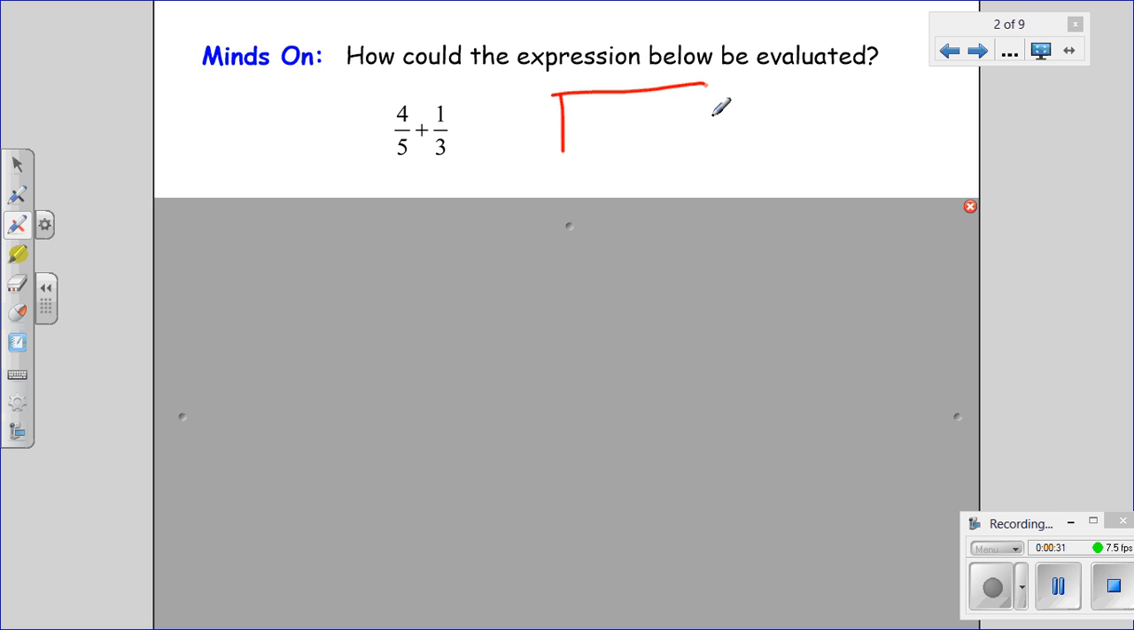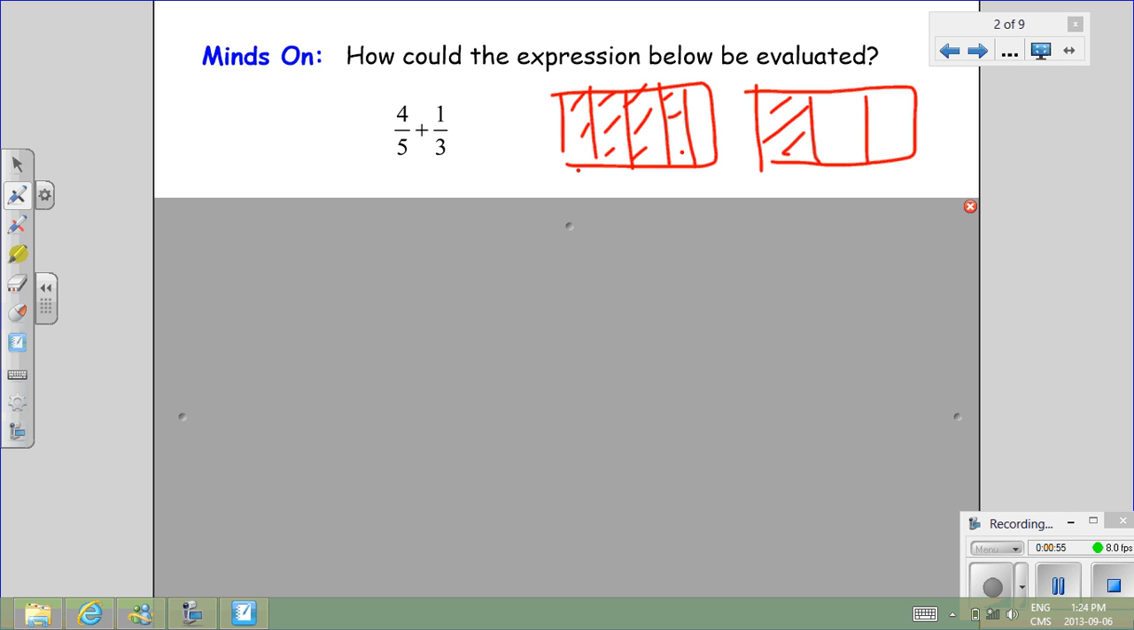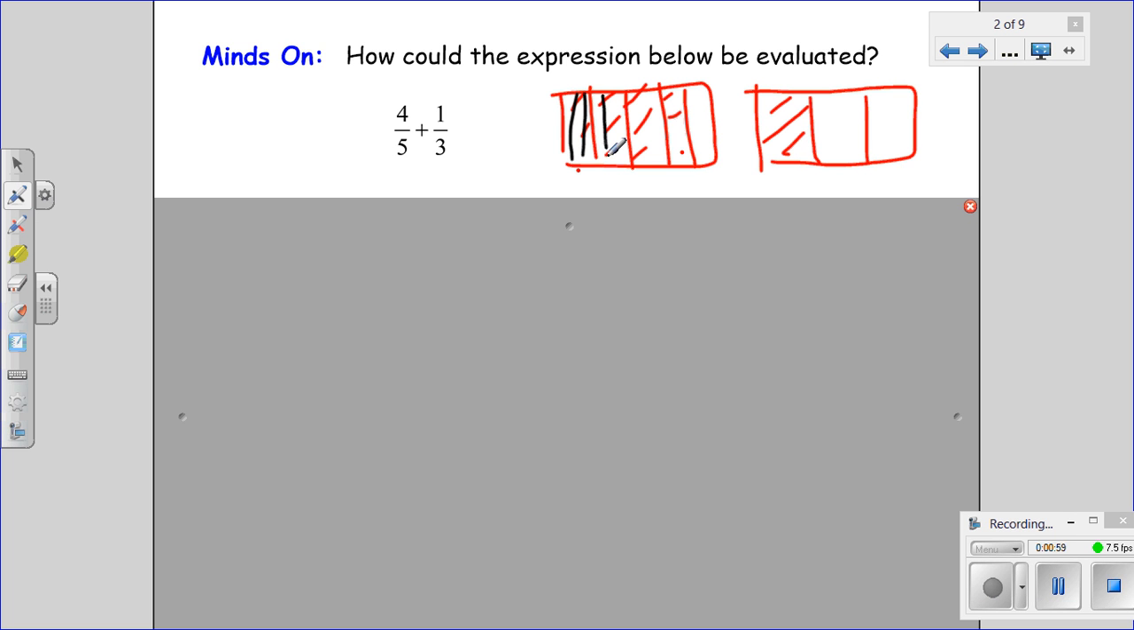So if I did a quick representation, these shapes are roughly the same size, but that piece that represents a third does not look anything like the 4/5 piece. So what could I do? Well, I've got 5 pieces in one and 3 in the other. So let's make this one with 5.